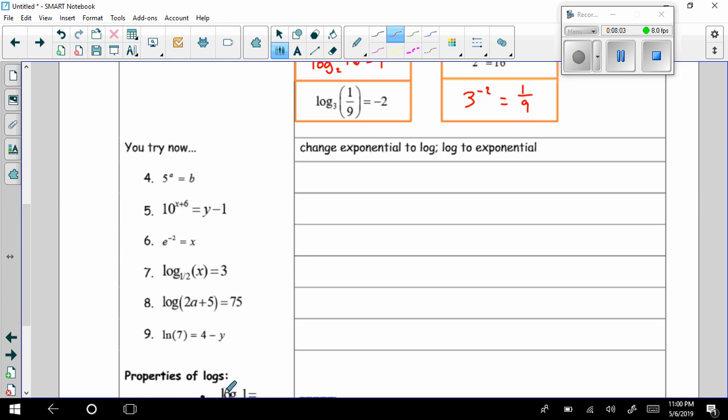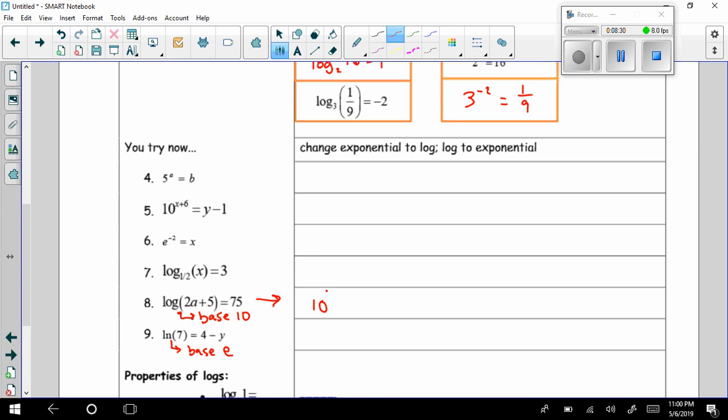All right, some more for you to try. I just want to point out real quick, ones like this, same thing. If you don't have a base, remember that your base is 10. If you're dealing with natural logs, you have a base of e. But other than that, we're going to treat this the same way.